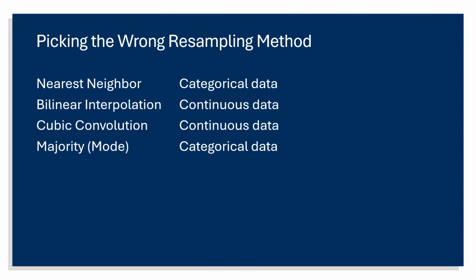Nearest neighbor for anything that's categorical. Why? Well, nearest neighbor is just going to say, okay, here is my new cell. What's the closest one I've got? And it's going to call it the same thing.